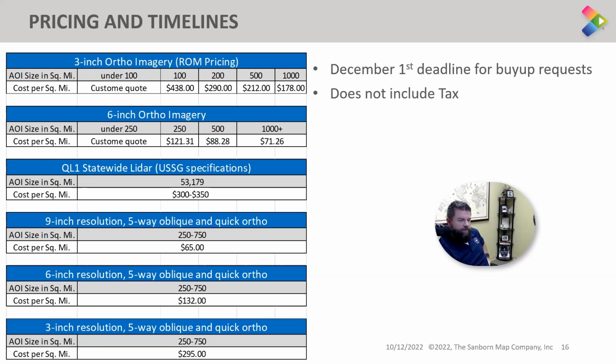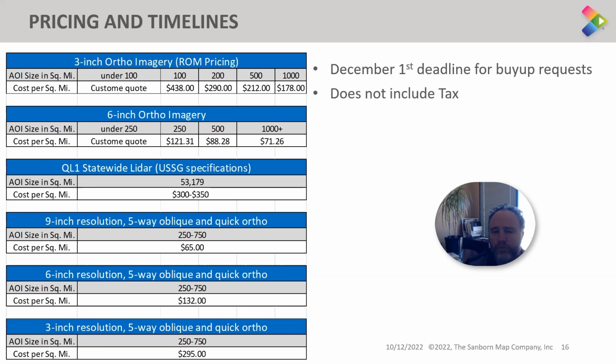So it looks like another follow-on question from Diane. Is the buy-up for the oblique in addition to the buy-up for the 6-inch ortho imagery? So the oblique imagery can also include what's called a quick ortho. The pricing that you're seeing on the screen now includes the quick ortho.